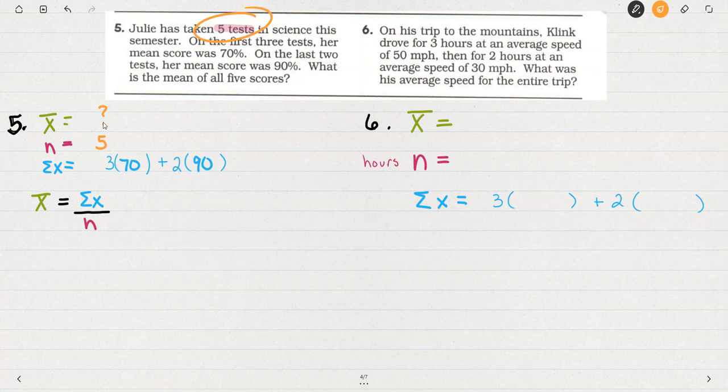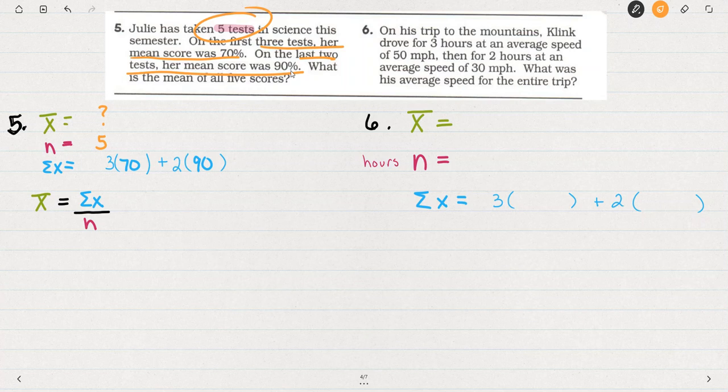So what I need to do is use this additional information. First 3 tests, her mean average was 70. The last 2 tests, mean average was 90, to calculate what her total is so far. And the first step to being a good problem solver is understanding the problem and recognizing that we're trying to find x bar, and that we're going to use this information about her 5 scores to calculate that x bar. The next step is to think through a plan. My plan is going to be using this formula.